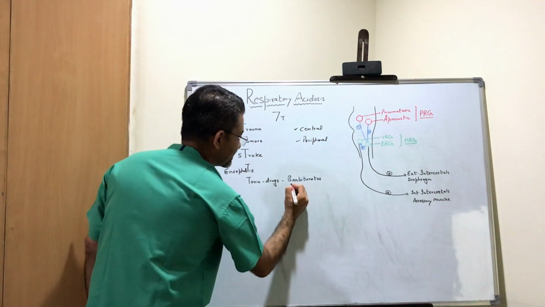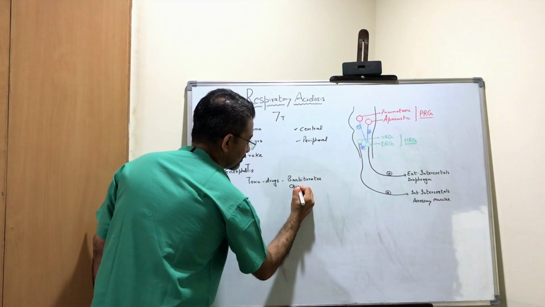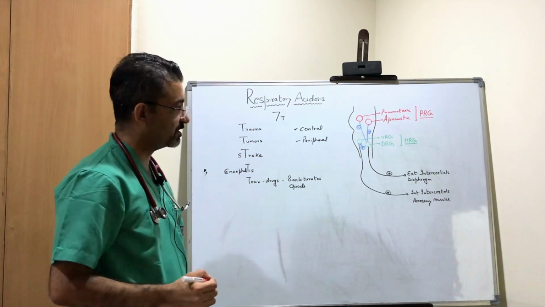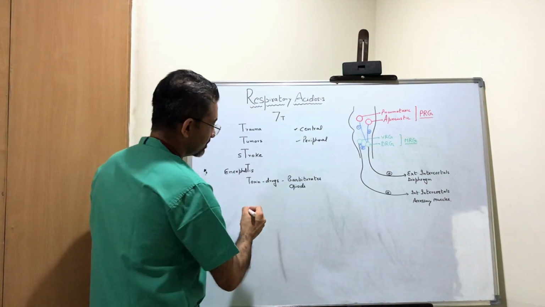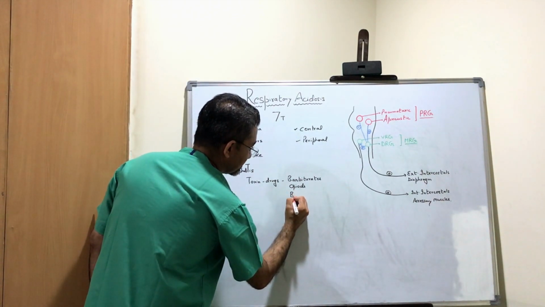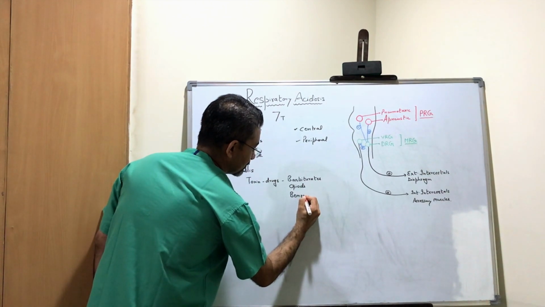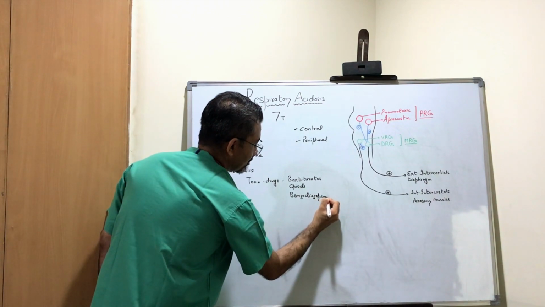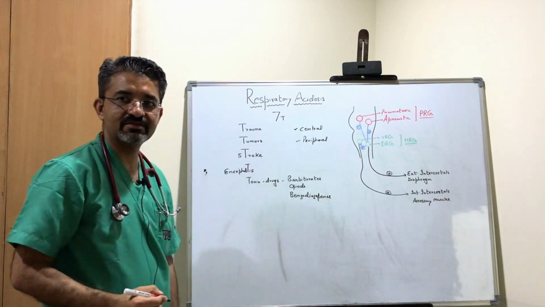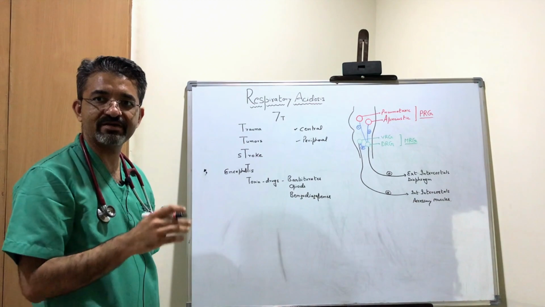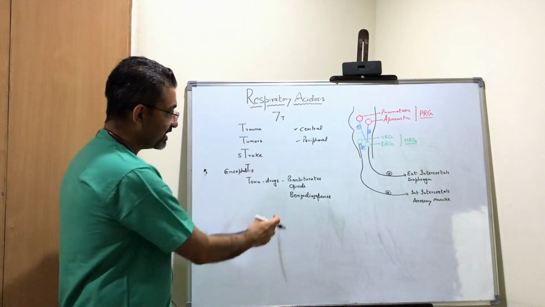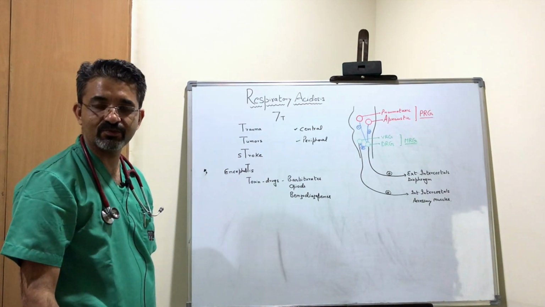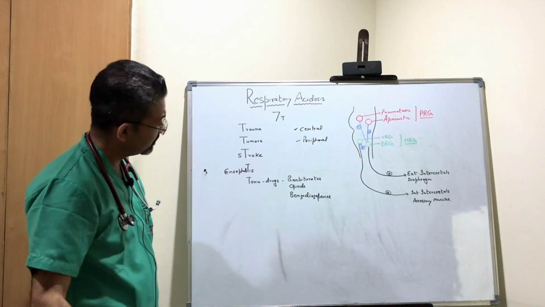Then you have opioids, morphine, oxycodone, codeine. They are your respiratory center depressors. Then you have benzodiazepines such as lorazepam, diazepam. They are your potent respiratory center depressors. So any of these drugs can cause decrease in respiratory drive, thereby resulting in respiratory acidosis.